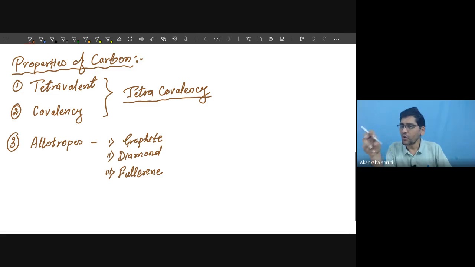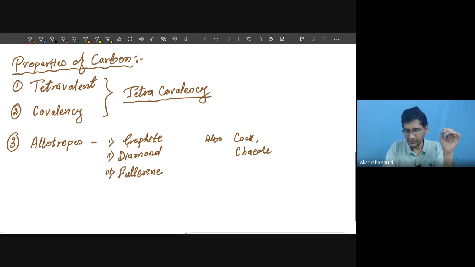Even your coke and charcoal are also allotropes, but they are not the most common. If it is asked whether charcoal is an allotrope or not, yes, charcoal is also an allotrope. So you may also write like this: coke, charcoal. Even the chalk that we sometimes observe contains carbon, so chalk is also there, but these two are the common ones.